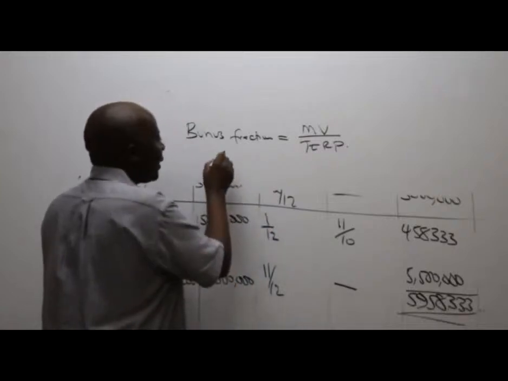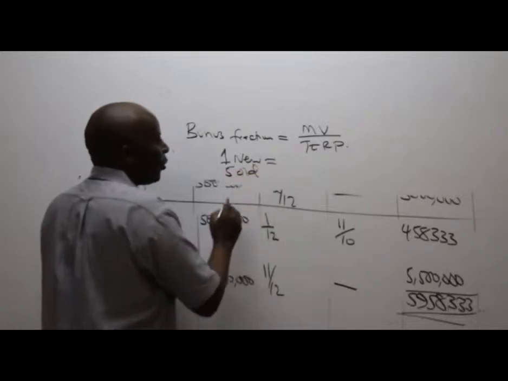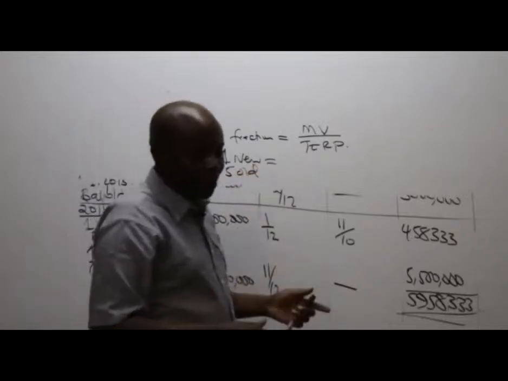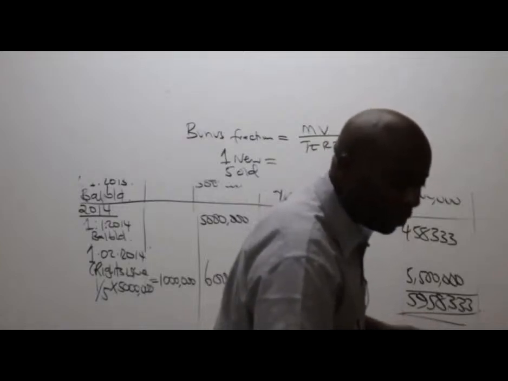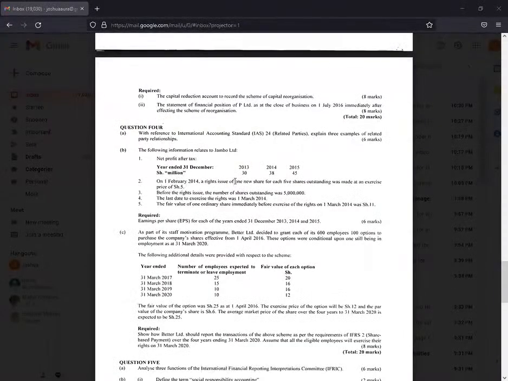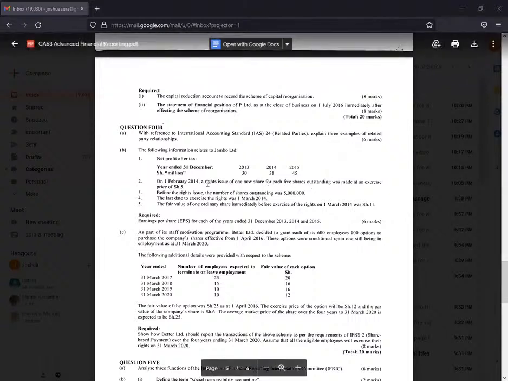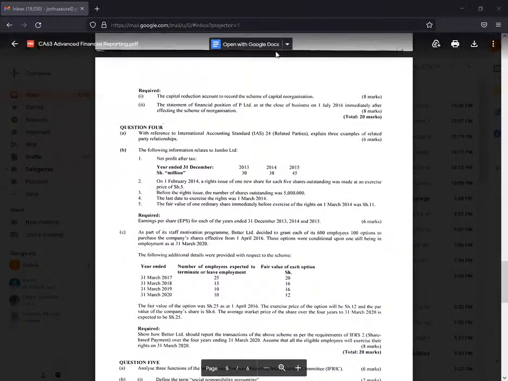Like here, they have told us it is 1 new for every 5 old shares. That is what they have told us. So when we read here, ladies and gentlemen, they have told us that on 1st February 2014, a rights issue of 1 new share for each 5 shares outstanding was made at an exercise price of 5. So the rights price is 5. So 1 new at 5 bob.